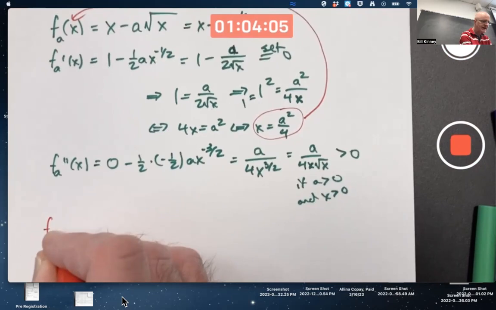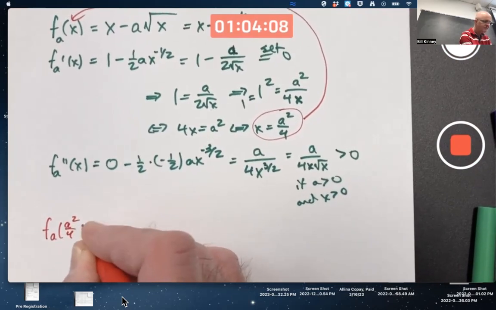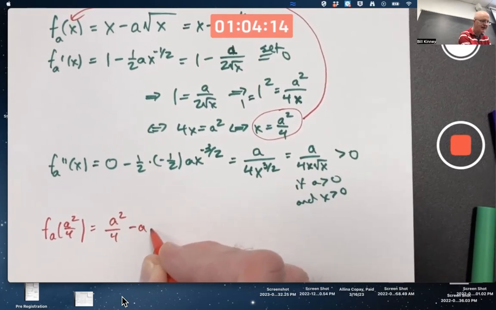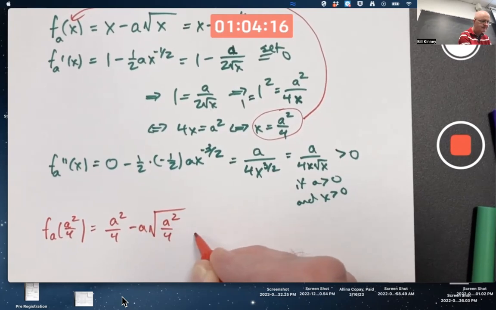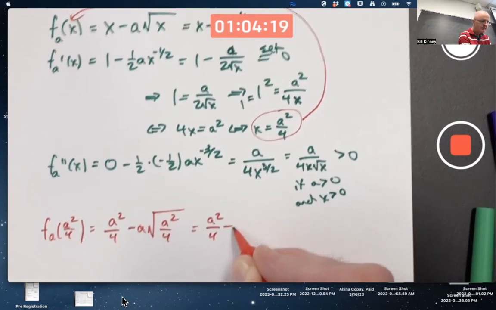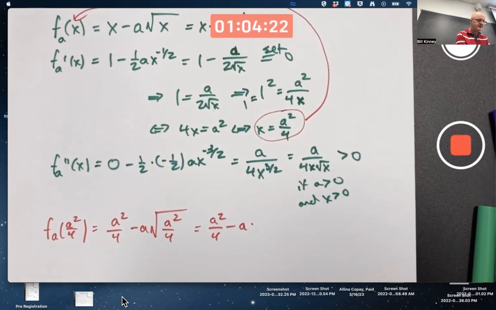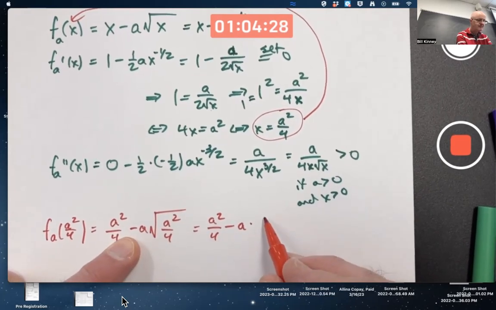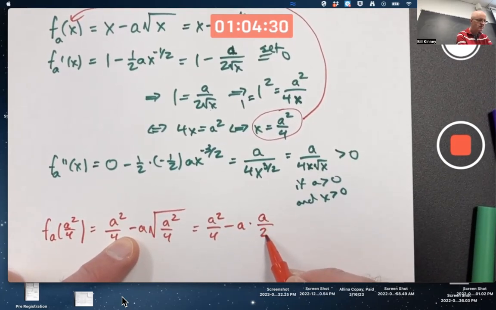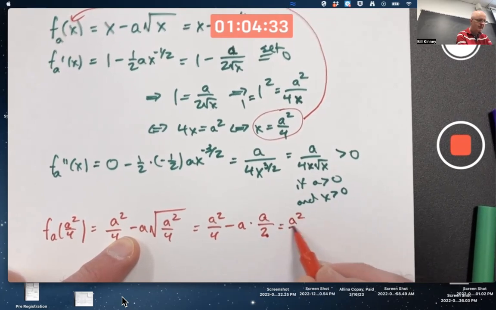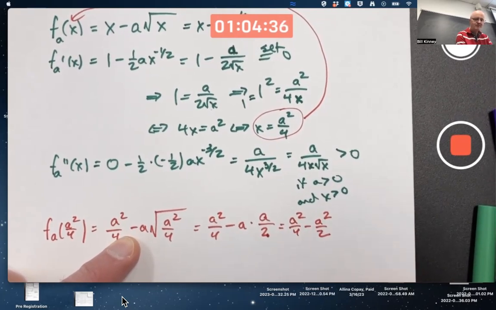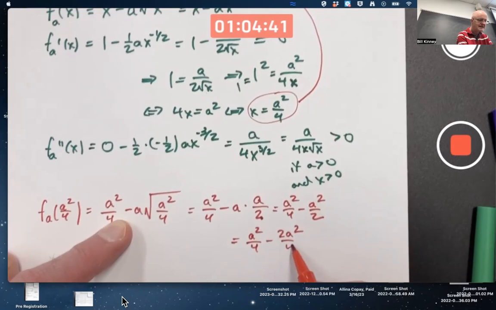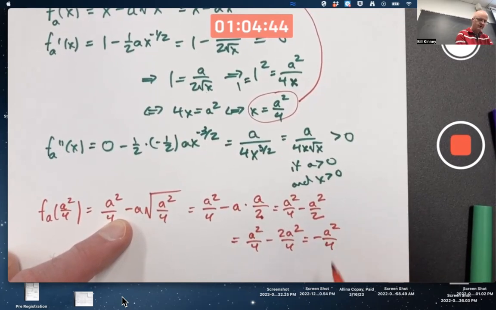What is f sub a of a squared over 4? Using the formula for f, it's a squared over 4 minus a times the square root of a squared over 4. When you write a square root symbol by itself, it means the positive square root, though I do have a minus sign there. So I just take the positive square root, I get a over 2. Looks like this is a squared over 4 minus a squared over 2, which if you get a common denominator of 4 is a squared over 4 minus 2a squared over 4, negative a squared over 4.